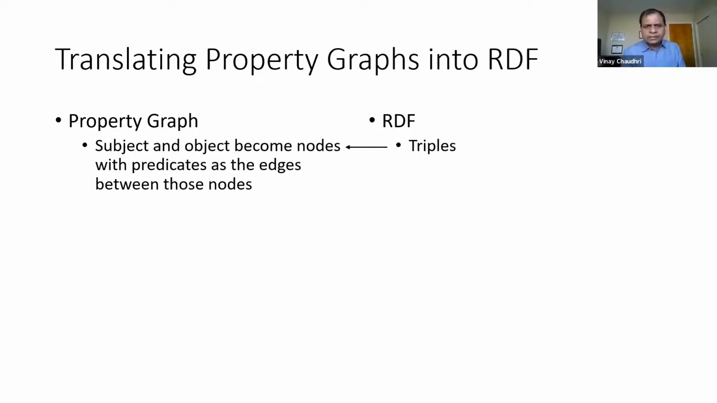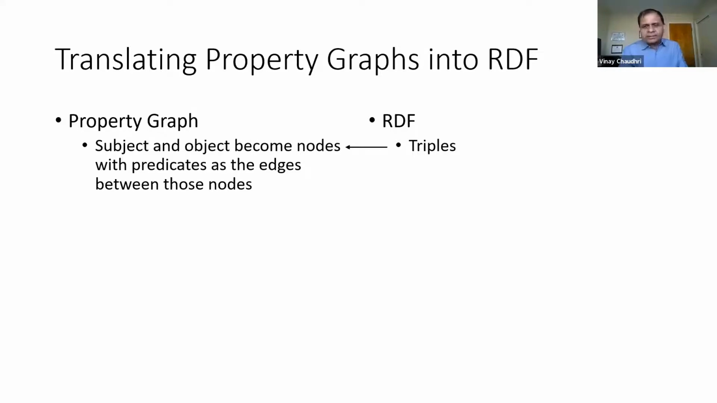Now let's look at it in the other direction. In RDF, we have triples, and the simplest and most brain dead way to do this is to take RDF triples and just turn them into nodes and edges in a property graph. Subject and object become nodes with predicates as the edges between those nodes. Now, some people will say this is really an abuse of the property graph data model. You're not really making use of it.